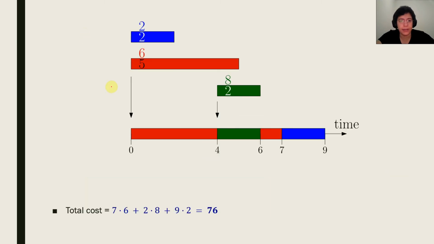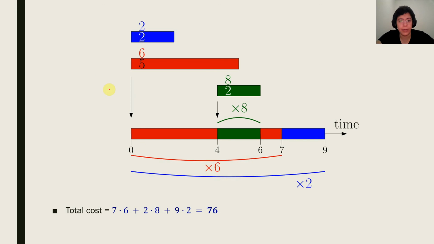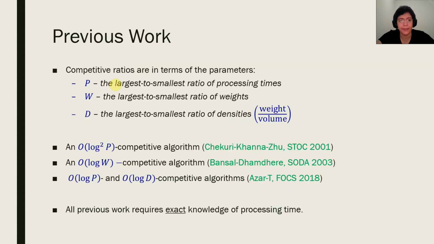And now the cost of the algorithm is simply the weighted sum of the edges lengths. So this is the weighted flow time setting. For weighted flow time, competitive ratios are in terms of the parameters of the input. There is no constant competitive algorithm which does not depend on the input in some way.